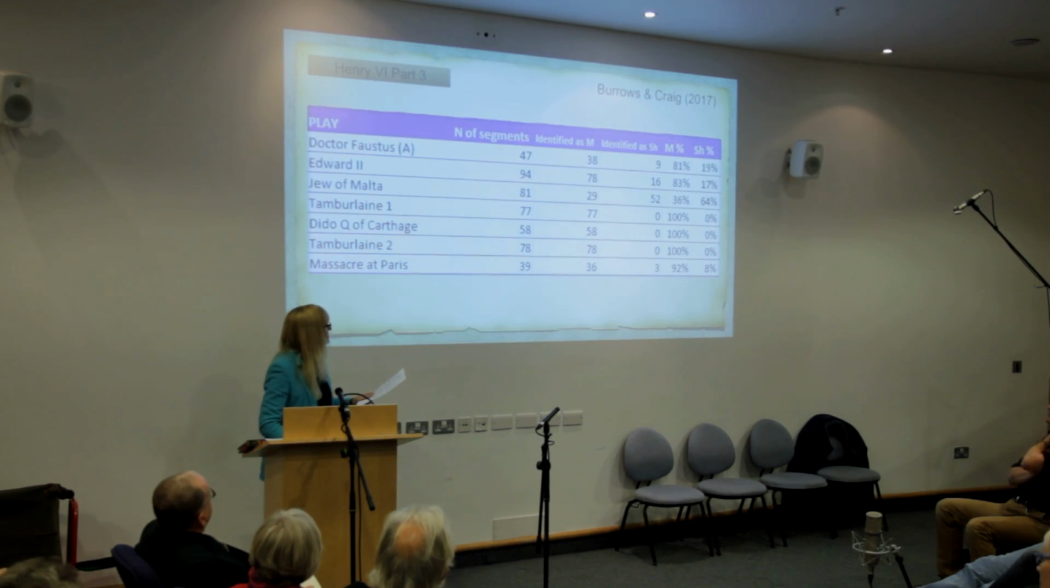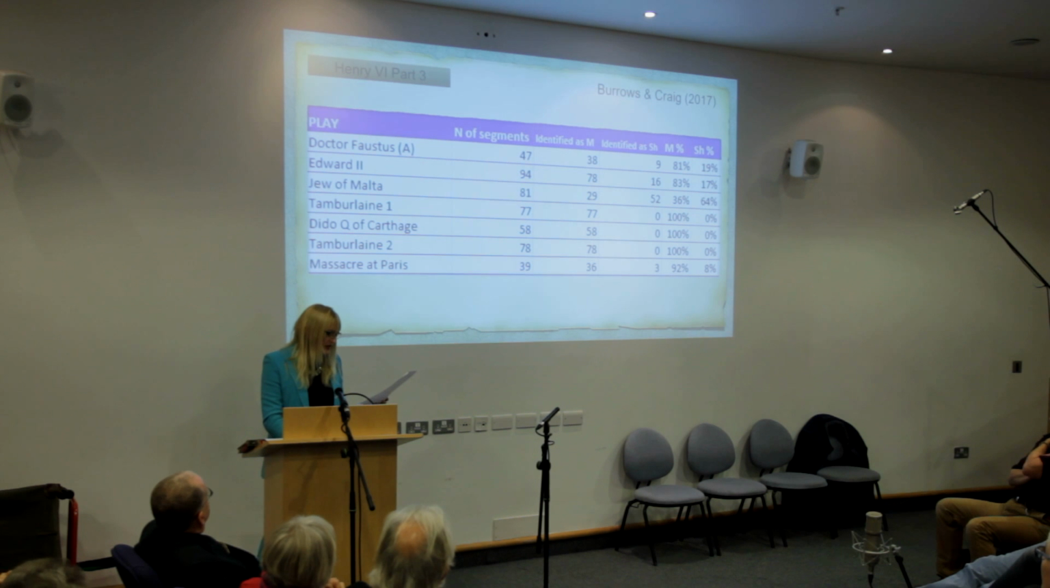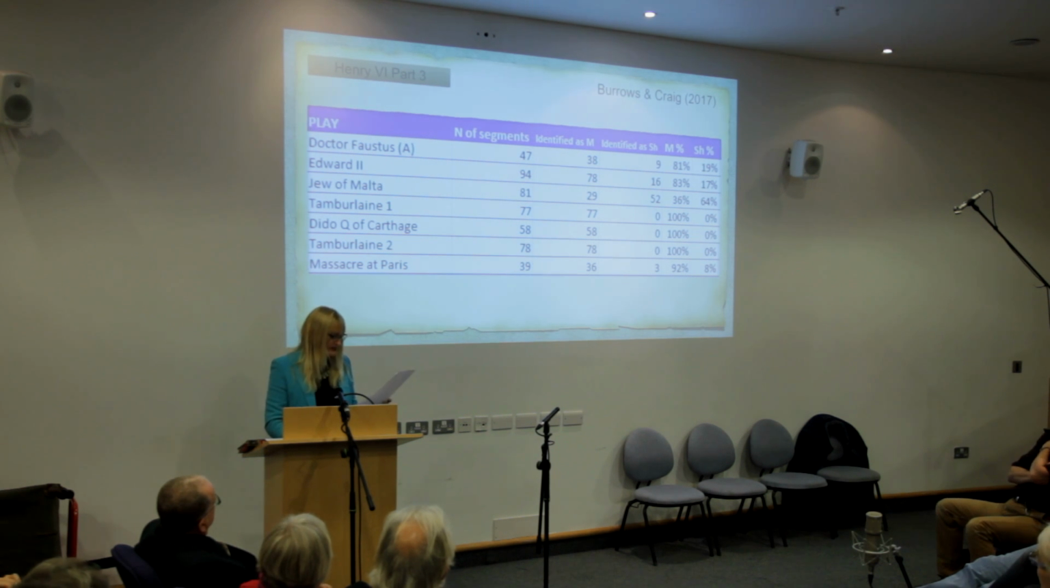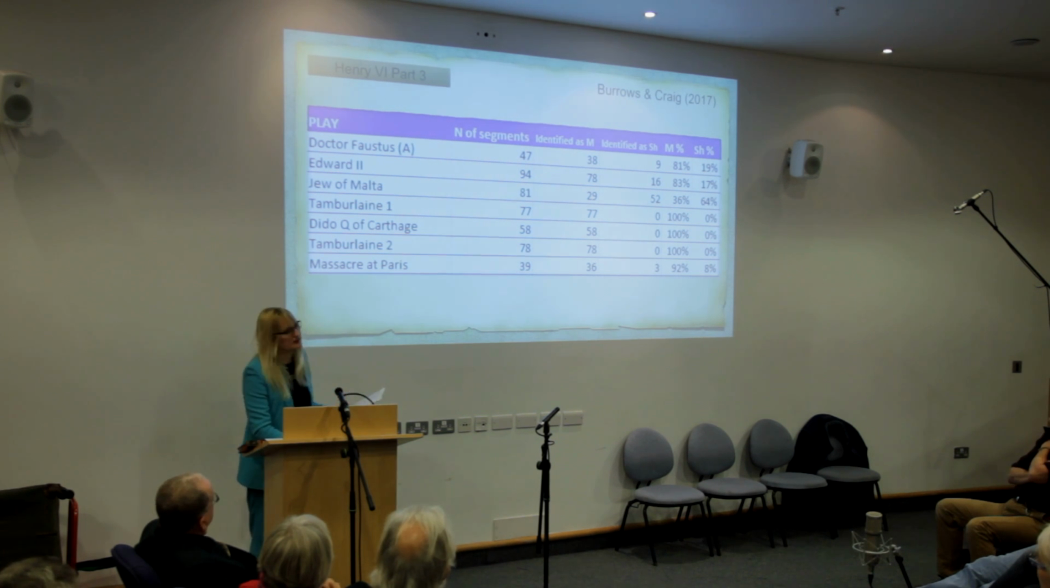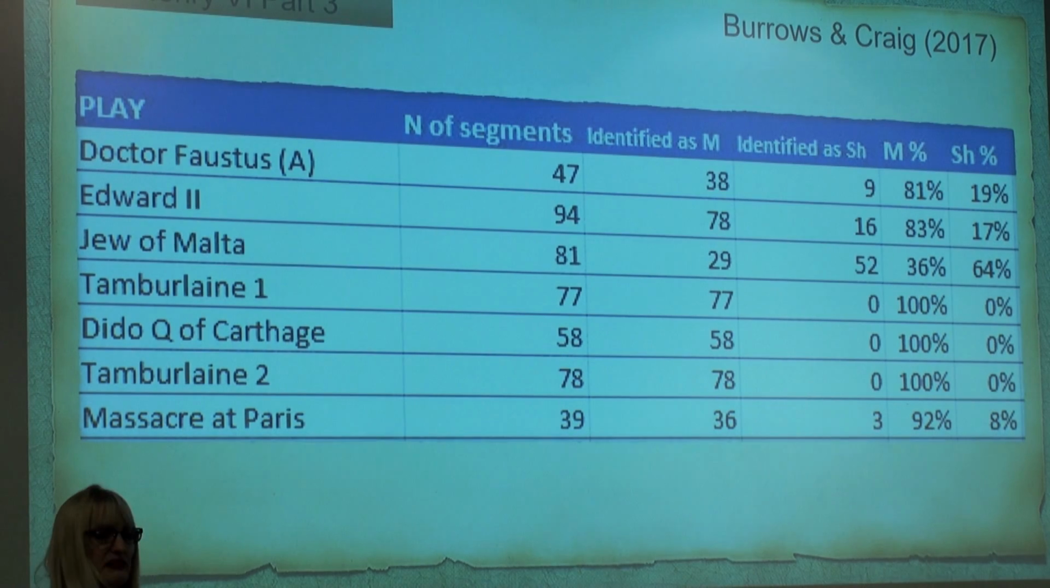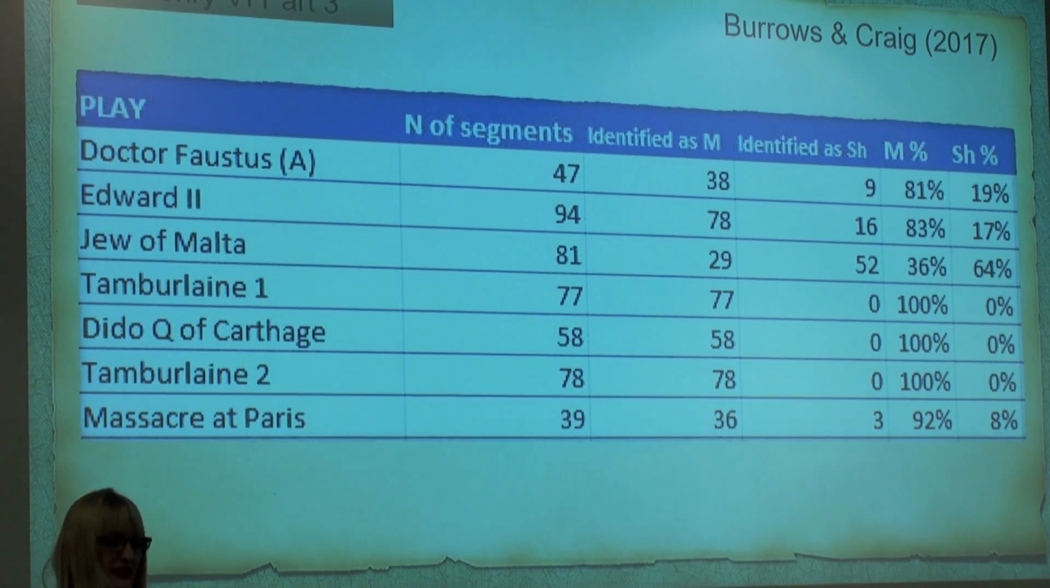Here are the same figures in the same order, but with the columns added for the number of segments identified as Shakespeare's and a percentage column for each author. So it's not just that The Jew of Malta is identified as 36% Marlowe and the rest by authors unknown. It's identified as 64% Shakespeare.